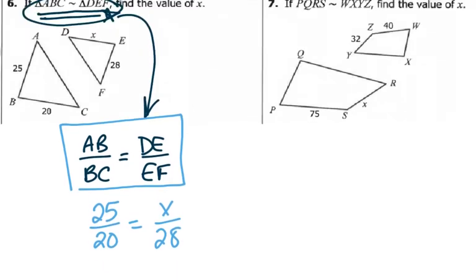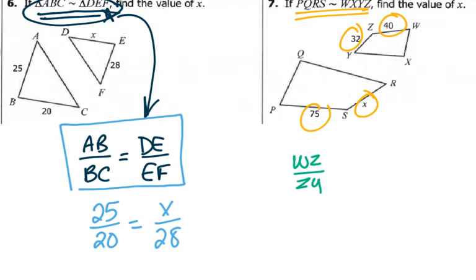On the next problem, you have a quadrilateral, but this shouldn't stop you. As long as you have the similarity statement, we know exactly what we're comparing. So take a look here. We have two side measures and two side measures here. So we want to figure out which way to set up the fractions. So let's start off with the 40 and the 32. I want to set up WZ over ZY.